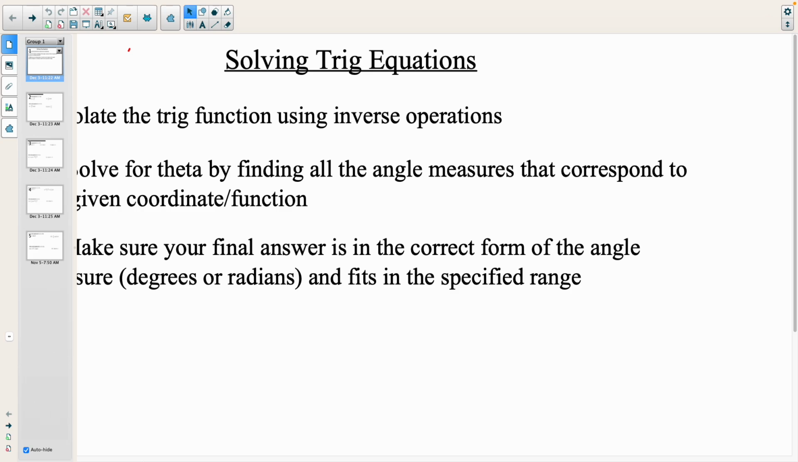These are just me showing you how to use the unit circle. So first 4, you can see the trig function is already isolated. So I'm just going to show you how to use the interval at the top of the set of problems, and then how to find theta using your unit circle. And then after 4, we'll start to actually solve the equations.